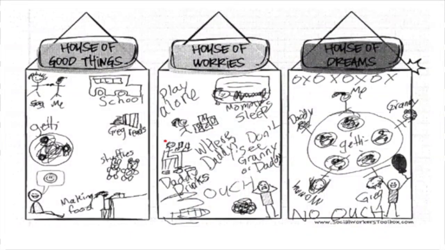And then we ask her, okay, so if tomorrow you woke up and all these worries were gone, what would that look like in your house? And for her, that means no more ouches and lots of love and all the people that she loves sitting around one big table eating spaghetti, because you got to have the spaghetti to have a good life.